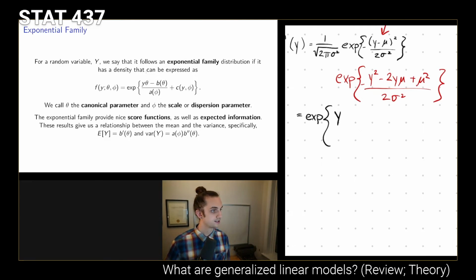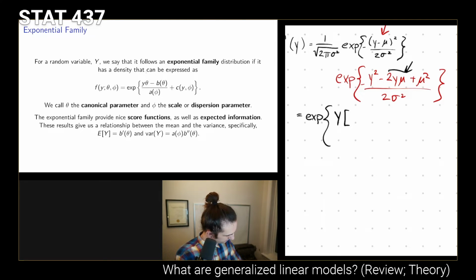So we want our y out front. And if we're thinking about this in terms of a function of y and theta, well, theta here is going to be our mu parameter, or at least it's going to be something related to our mu parameter, right? And so it's this term that we want to write out front. So I'm going to write y times negative factored into the top here, so 2 mu. Okay, and then I will write the minus, we need some b of theta term, so we're going to have minus mu squared. Divide this all over 2 sigma squared.